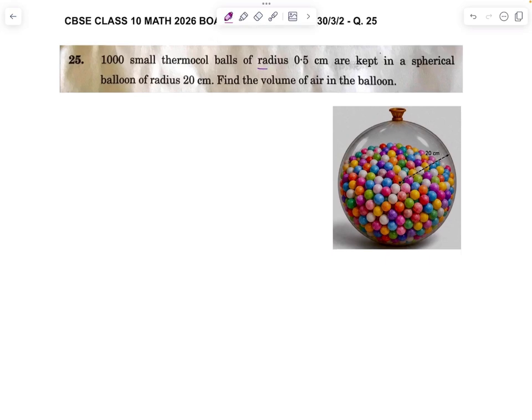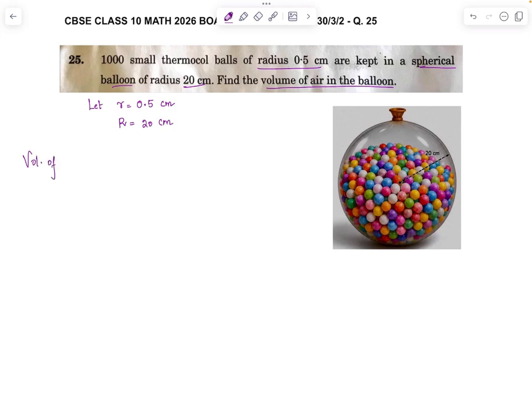Let the radius of one small thermocol ball be represented by the letter small r, which is given as 0.5 centimeter, and the radius of the spherical balloon be represented by capital R, which is given as 20 centimeter. Now we have to calculate the volume of the air in the balloon, which means we have to find the volume of the unfilled space inside the balloon.